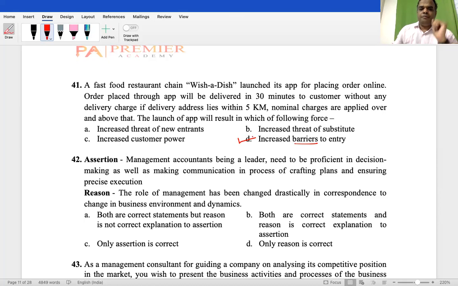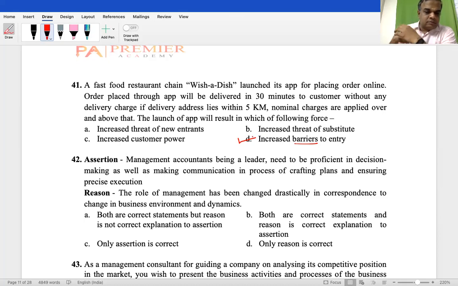So what are all the five forces based on the five forces model? Am I right or not? Bargaining power of buyers, bargaining power of suppliers, threat of new entrants, threat of substitutes, and competitive rivalry. Competitive advantage. Okay. Next.